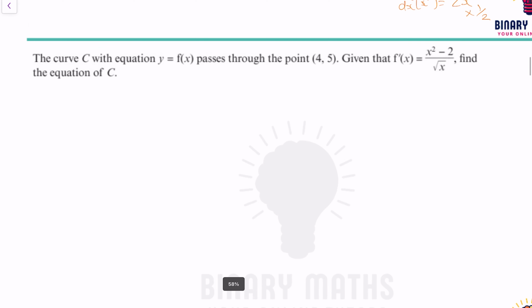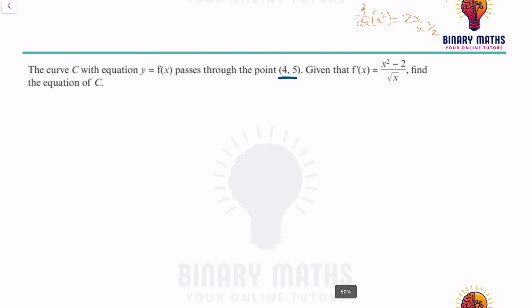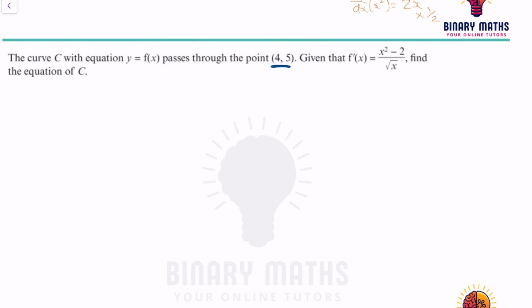Okay, next example. The curve C with the equation y is equal to f of x passes through the point 4,5. So that means I'm going to have to find a specific function. Given that f dash of x is equal to x squared minus 2 all over root x, find the equation of C. So we have f dash of x is equal to x squared minus 2 over root x, which is the same thing as if I separate the numerator out, x squared over root x minus 2 over root x. X squared over root x is the same thing as x to the power of 2 take away a half, which is the same as x to the power of 3 over 2.